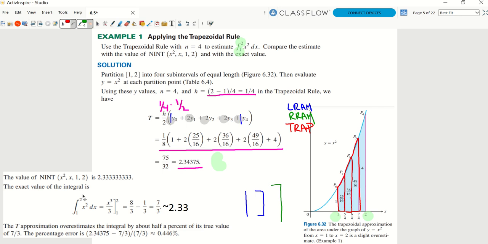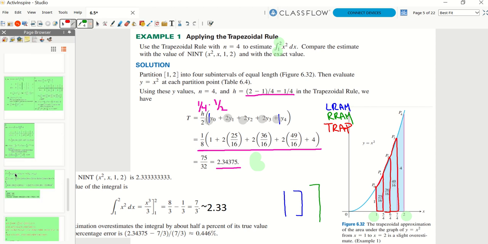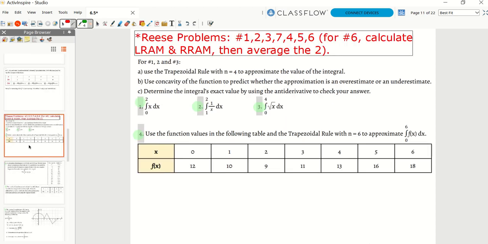2 is greater than 0, which means it's concave up. Again, if your second derivative is positive, then it's concave up. And since 2 is positive, it's concave up, which means your trapezoidal rule is an overestimate. Concave up means it's an overestimate. Now, you can stop the video right here and you will have enough tools to do the problems assigned over here.